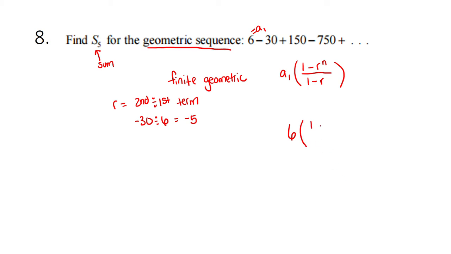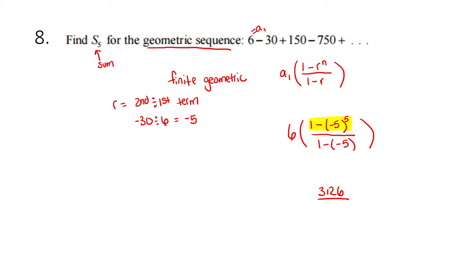So the top is going to be 1 minus negative 5 to the 5th power, divided by the bottom, which is 1 minus negative 5. All right. When we do these questions, we need to start by figuring out this. So type that in your calculator. And we get 3,126.